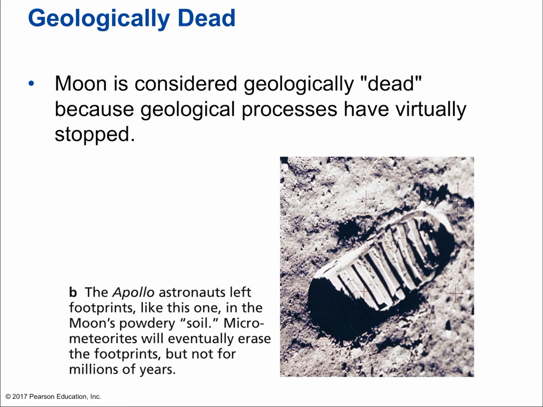Here's an interesting idea. The Apollo astronauts left footprints like this one in the moon's powdery soil. Micrometeorites will eventually erase the footprints, but not for millions of years. Because there's really not many large meteorites left for large impacts. And so it's just going to be little tiny pieces of dust that will eventually destroy the footprint. But it will literally take 10 to hundreds of millions of years for that footprint to be erased. Because there's no wind, there's no atmosphere on the moon, and so it just stays forever, motionless.